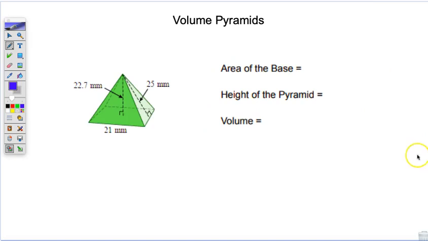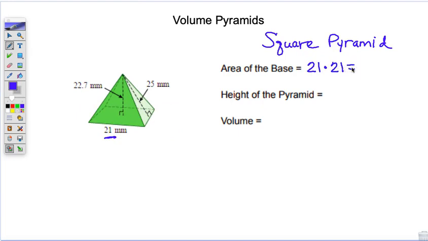In our next example, it looks like we have another square pyramid. So again, look at the base and identify the shape of the base. Since it is a square, you don't see any other measurements here on the side, so we're going to assume that each side then is 21. So the area of a square is just side times side, 21 times 21, that would be 441. The height of the pyramid from the very bottom all the way to the tippity top is 22.7.